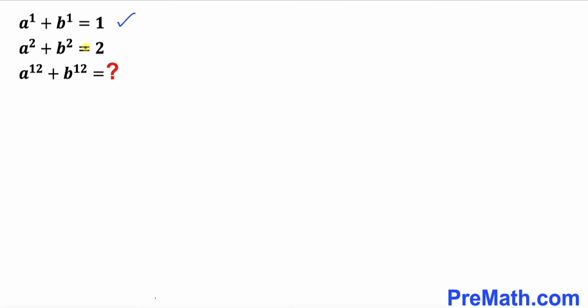a power 1 plus b power 1 equals 1, a power 2 plus b power 2 equals 2. And now our task is to calculate the value of a power 12 plus b power 12.